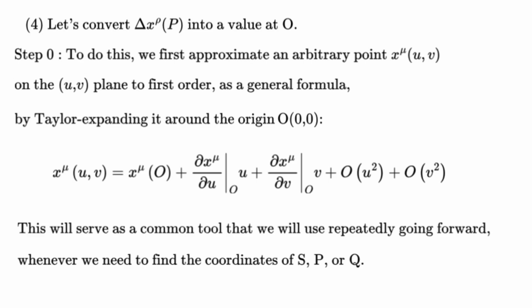Step 0. To do this, we first approximate an arbitrary point x^μ(u, v) on the u, v plane to first order, as a general formula, by Taylor expanding it around the origin O (0, 0). This will serve as a common tool that we will use repeatedly going forward, whenever we need to find the coordinates of S, P, or Q.